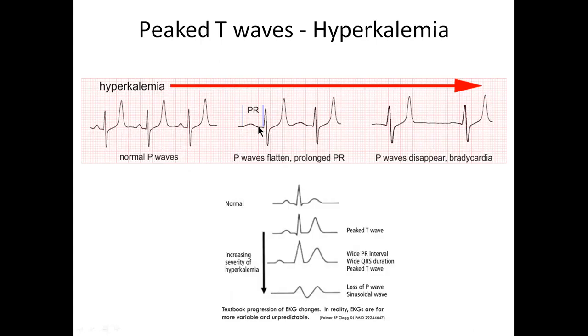the PR interval starts getting longer, and then the P disappears, and then much later the QRS begins to widen, and finally you get this weird looking waveform, and then if you completely ignore that, the patient will die from high potassium. Okay, so it is very important for you to recognize this, and they are classic. Okay, they are peaked, so don't forget that.